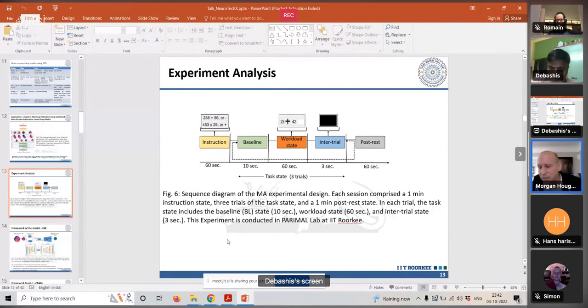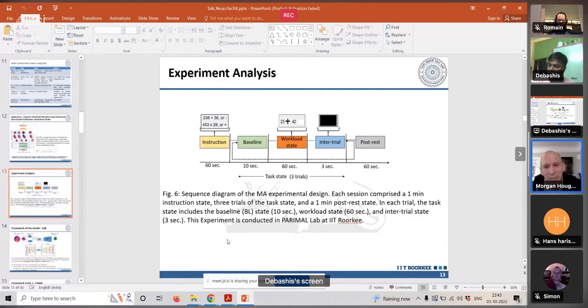But DCM only allows you to test a few models, and it allows you to use that data to say which model has more evidence. I think that would perhaps be better for the N-back task, because the N-back task was more like a 3-second trial. Anyway, I think that would be really interesting to see.